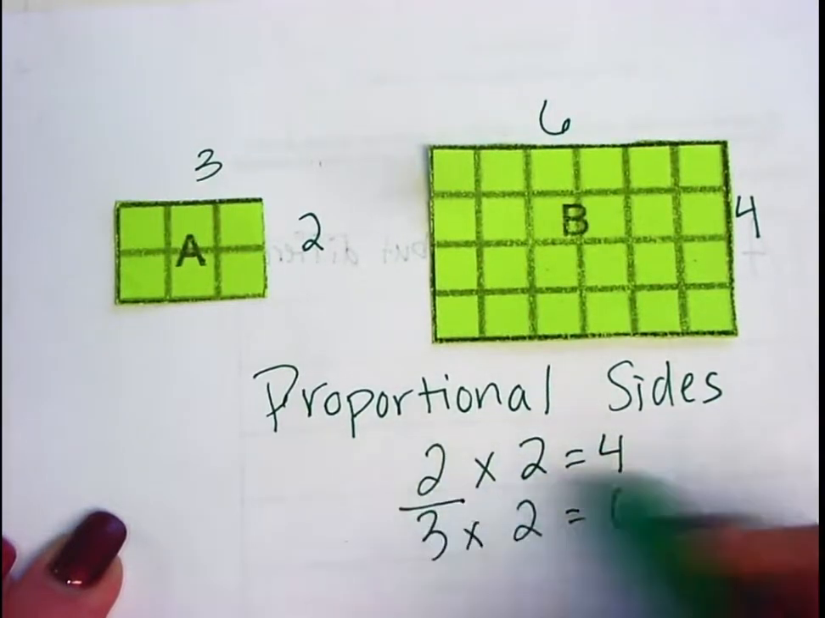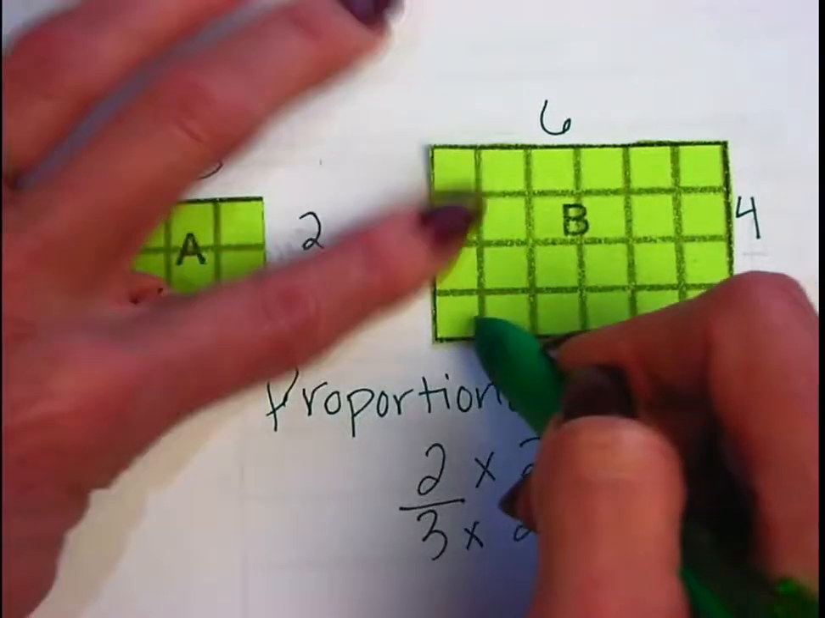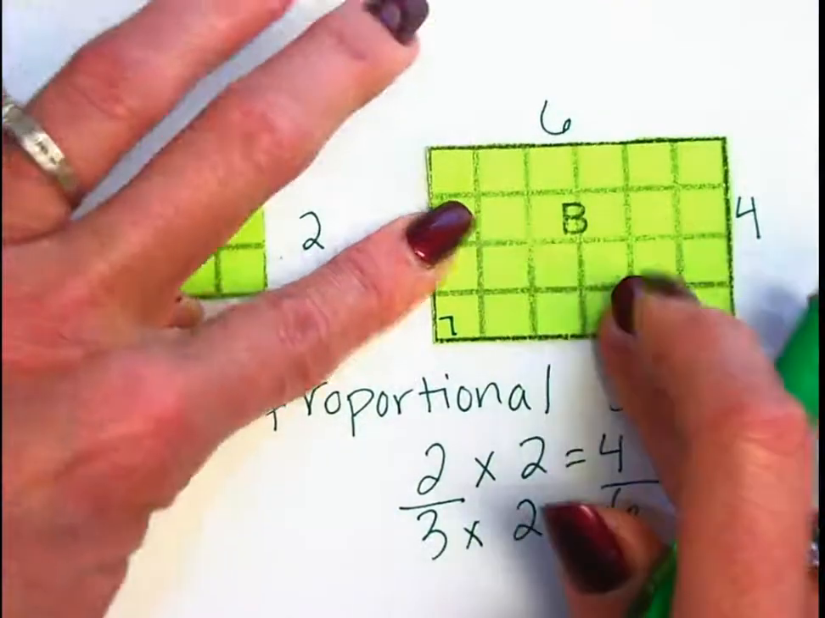So do you guys see the relationship? We have the times 2, so it's proportional. What about the angles, though? What do you notice about the angles of these two shapes? What kind of angle do I have? What kind of angle is this?